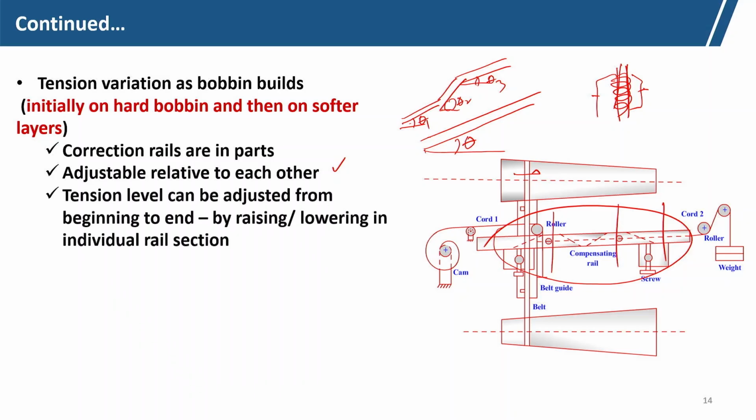Tension level can be adjusted from the beginning to end by raising or lowering the individual rail section. So we can have multiple rail sections by changing the height of the rails, that is, the angle of the rail.